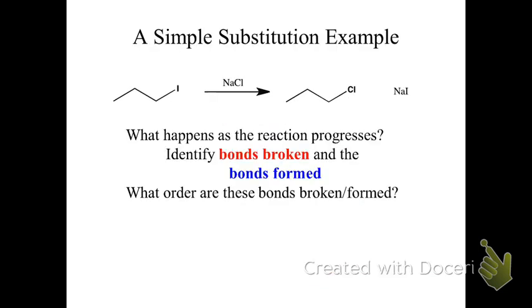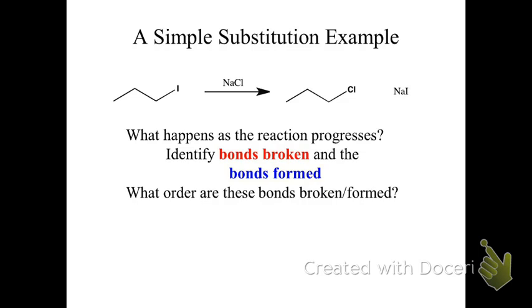So what we're going to do is start to address what's happening with this reaction. If we take a look at a simple substitution example, every problem that you should be seeing from here on out is going to be falling under the same kind of category. You should be trying to look through and identify bonds that are broken and bonds that are formed. If you can find those bonds, everything else is irrelevant, so ignore it.